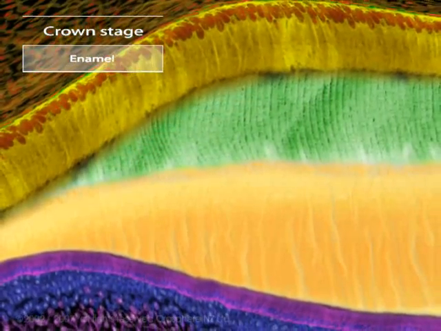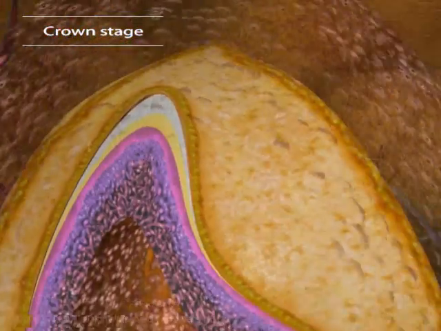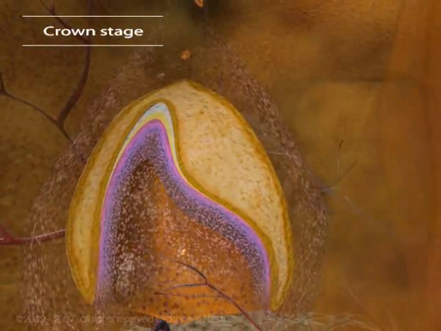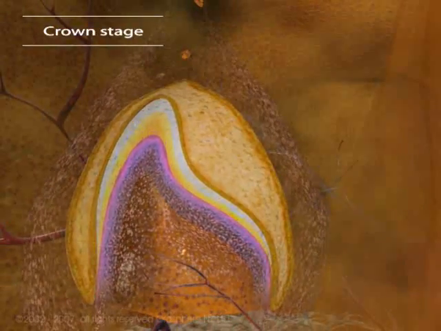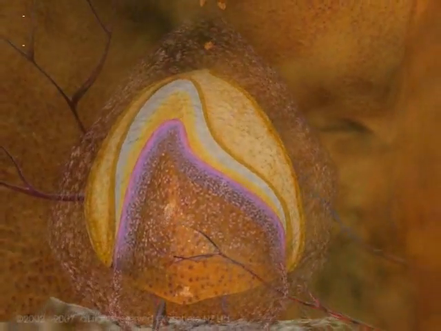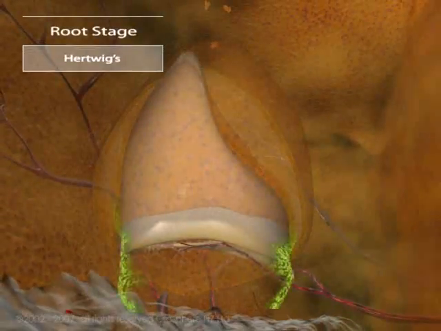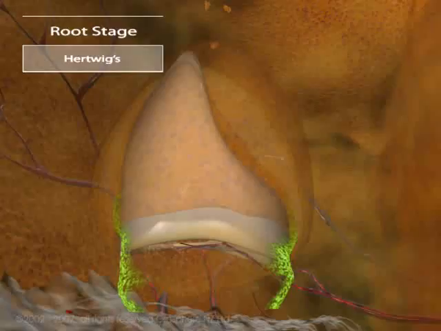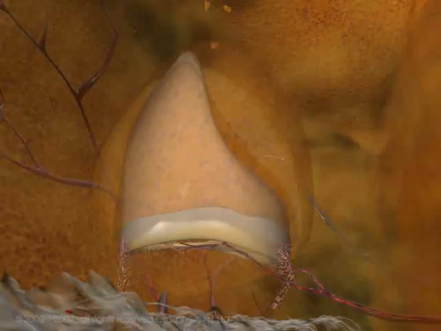The resulting rock-hard crown of enamel and dentin is a miraculous feat of cellular engineering, but the engineers haven't finished yet. An extension of the cervical loop forms as a collar called Hertwig's epithelial root sheath that causes other odontoblasts to start forming the dentin of the root.